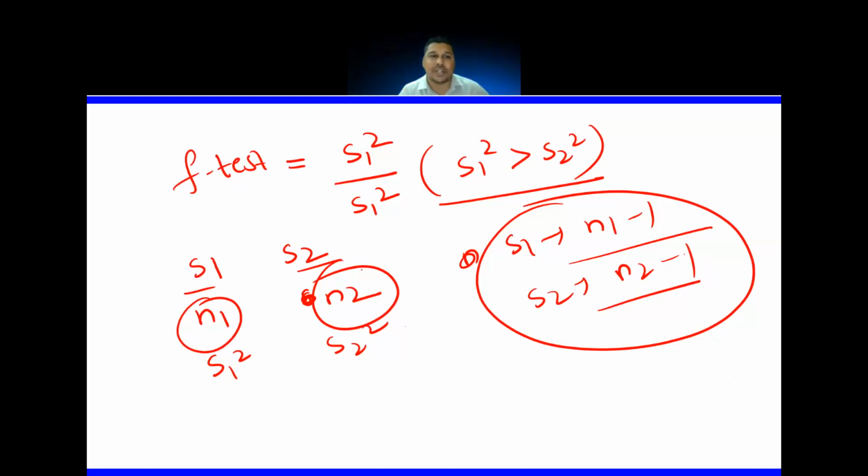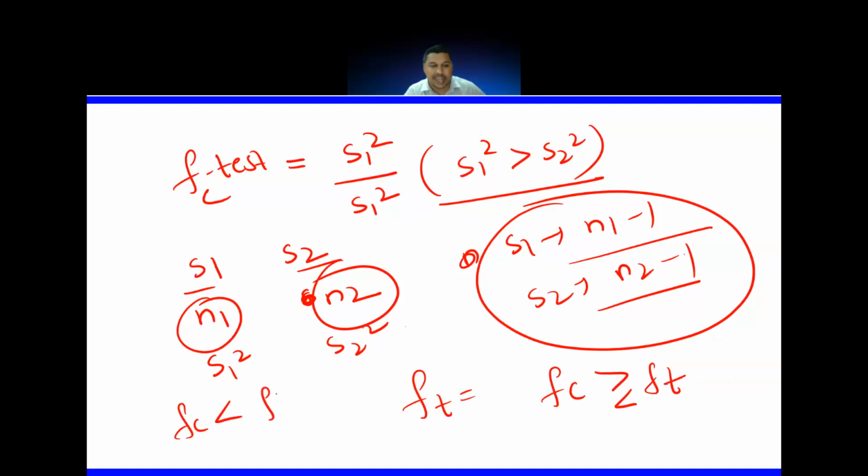Okay. So we will calculate the F test. Similarly, once you calculate the F calculated value, then you will go for the F table value. You will check whether F calculated is greater than or less than the F table value. If F calculated is less than F table, we accept H naught. Otherwise, we reject H naught.